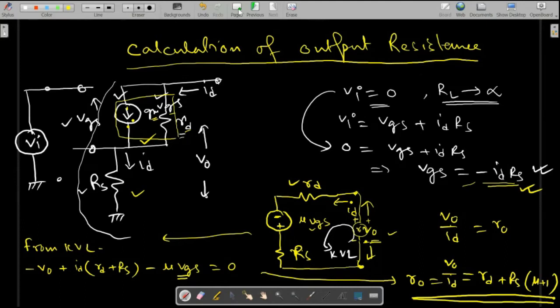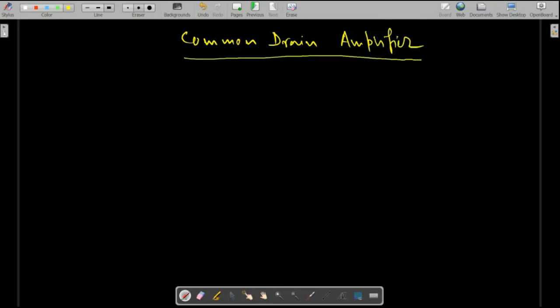So we are going for the second one, that is the common drain amplifier. Now remember, this common drain amplifier is similar to your common collector amplifier for BJT. And you know the common collector amplifier for BJT is known as the emitter follower. Similarly, for FET, this is known as the source follower.